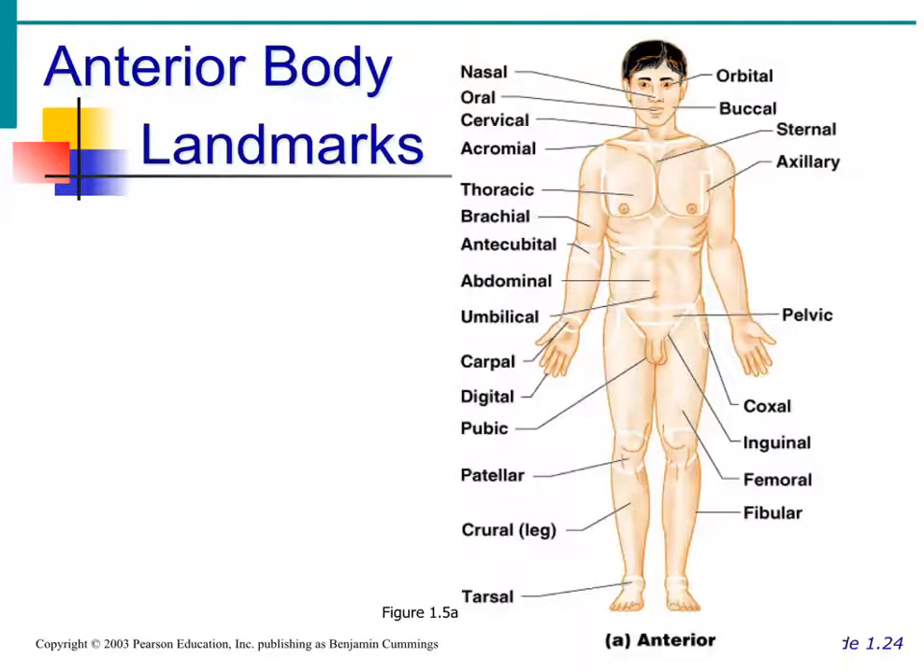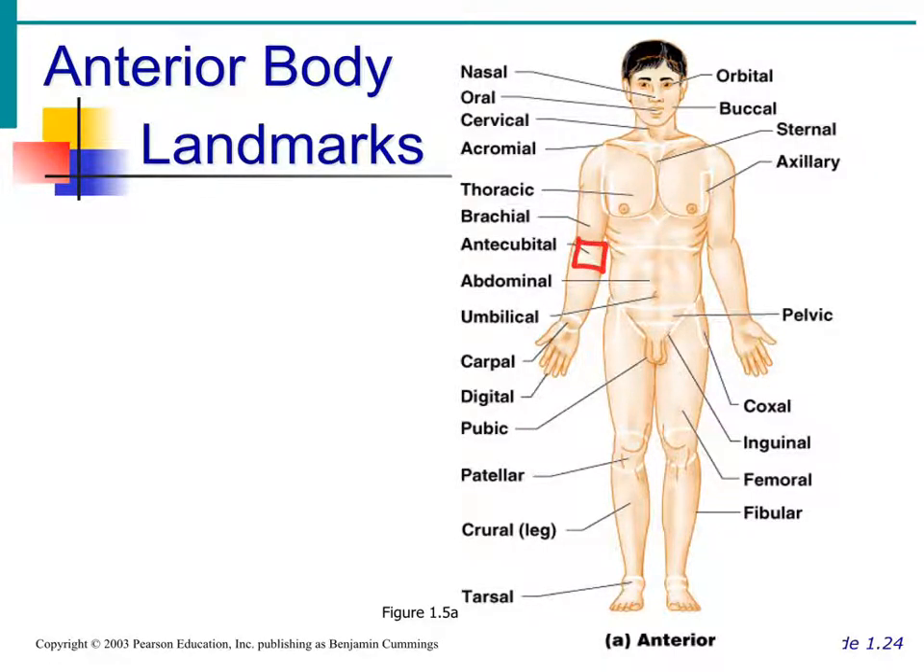So the anterior regional terms, you have the nasal, which refers to the nose. You have the oral, referring to the mouth. You have cervical, referring to the neck. You have the acromial, which is the bony point of the shoulder. Then you have the thoracic, which is the entire upper chest area. Also, the upper portion of the spine is called the thoracic. Brachial refers to the upper arm portion.